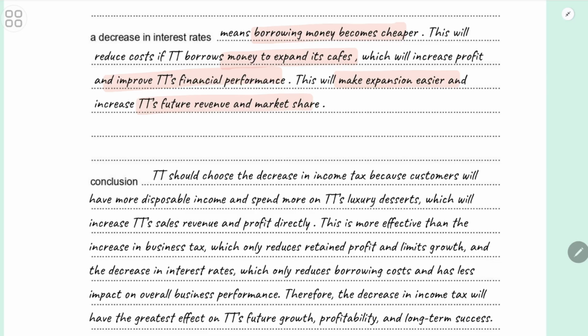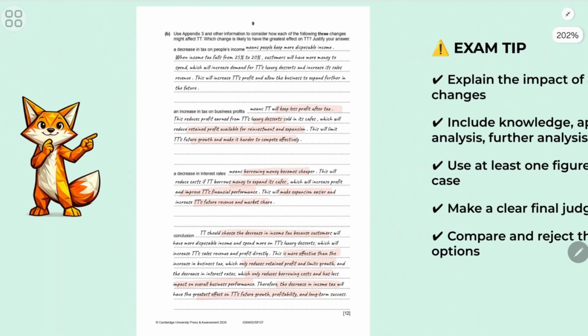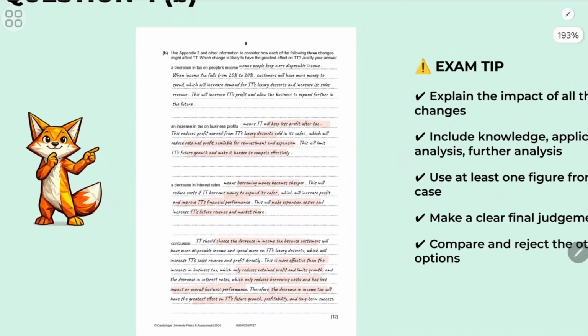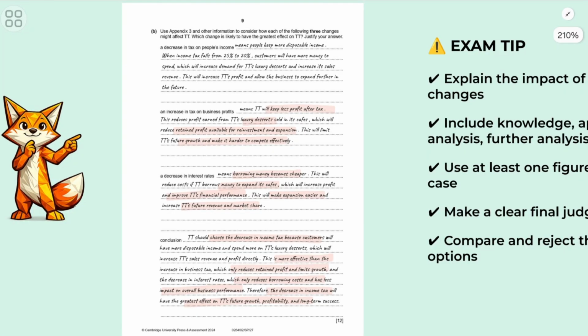This conclusion makes a clear justified judgment and directly compares the other 2 options, explaining why they are less significant, which meets level 3 criteria. Why does this model answer get full marks? This answer explains all 3 changes using knowledge, application, analysis, and further analysis, achieving level 2. The conclusion provides a clear justified judgment and comparison, achieving level 3. Therefore, according to Cambridge marking criteria, this answer would receive full marks, 12 out of 12.